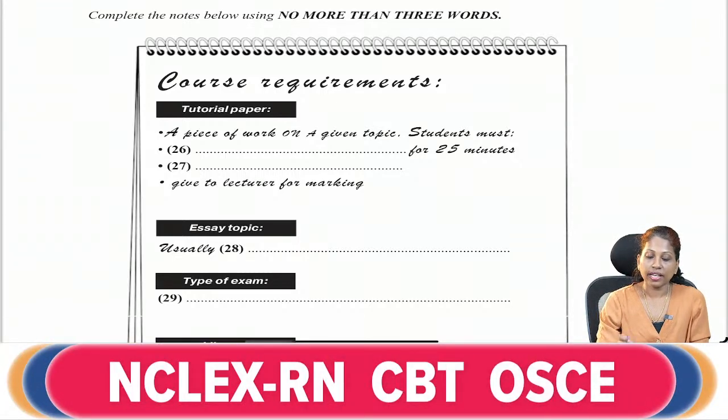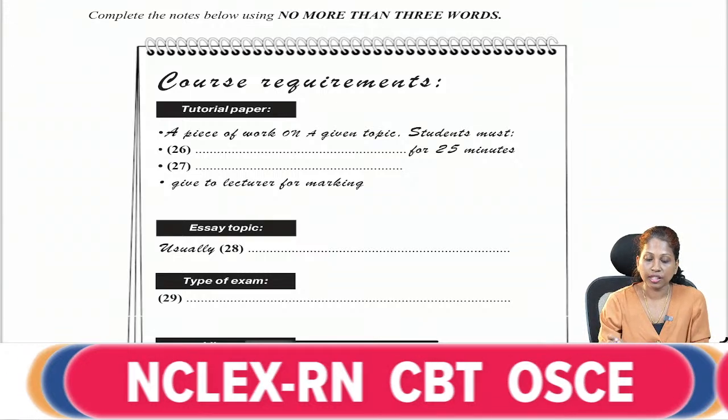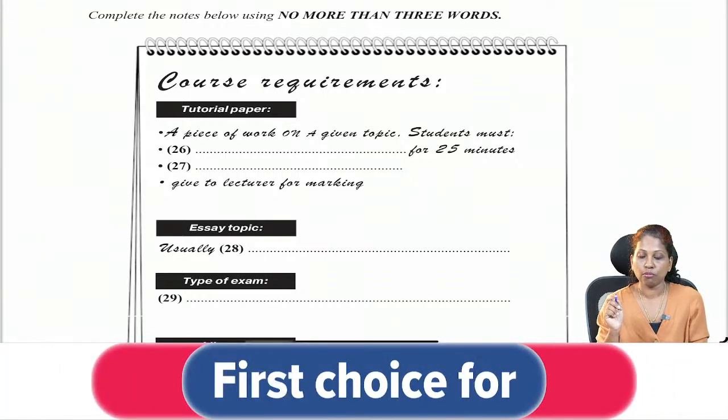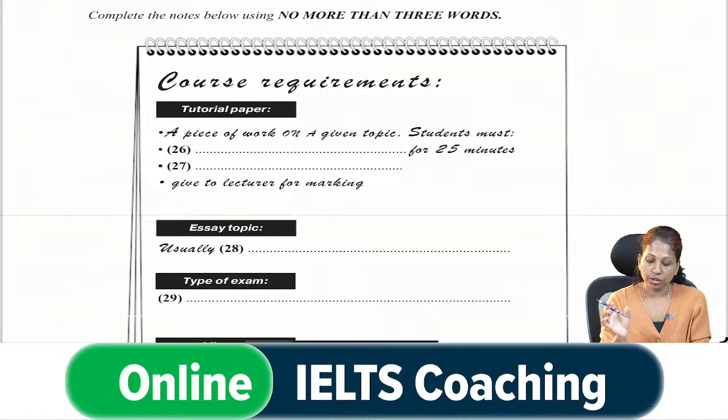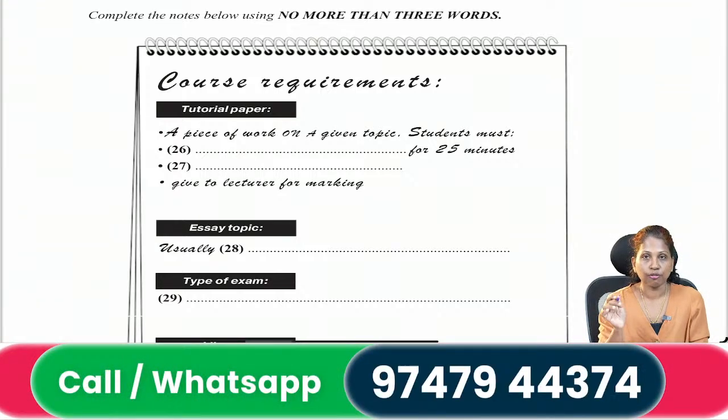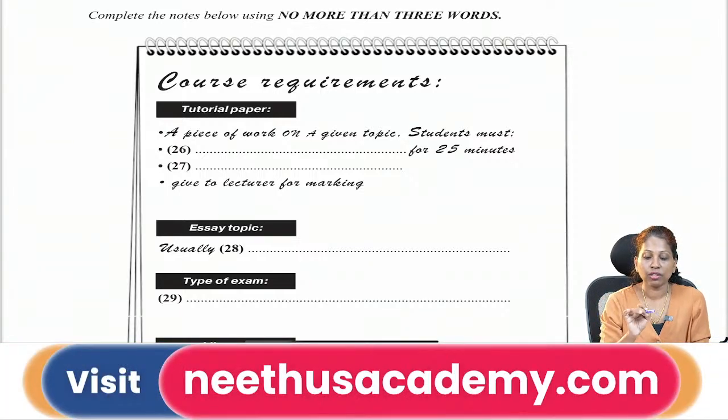Then 27 is again a complete blank, and then they give it to the lecturer for marking. Whatever comes in 27, that thing has to be given to the lecturer for marking, lecturer being a noun and marking being an activity. So you have to note those things. Whatever you are going to get in 27 as an answer is going to the lecturer for marking.